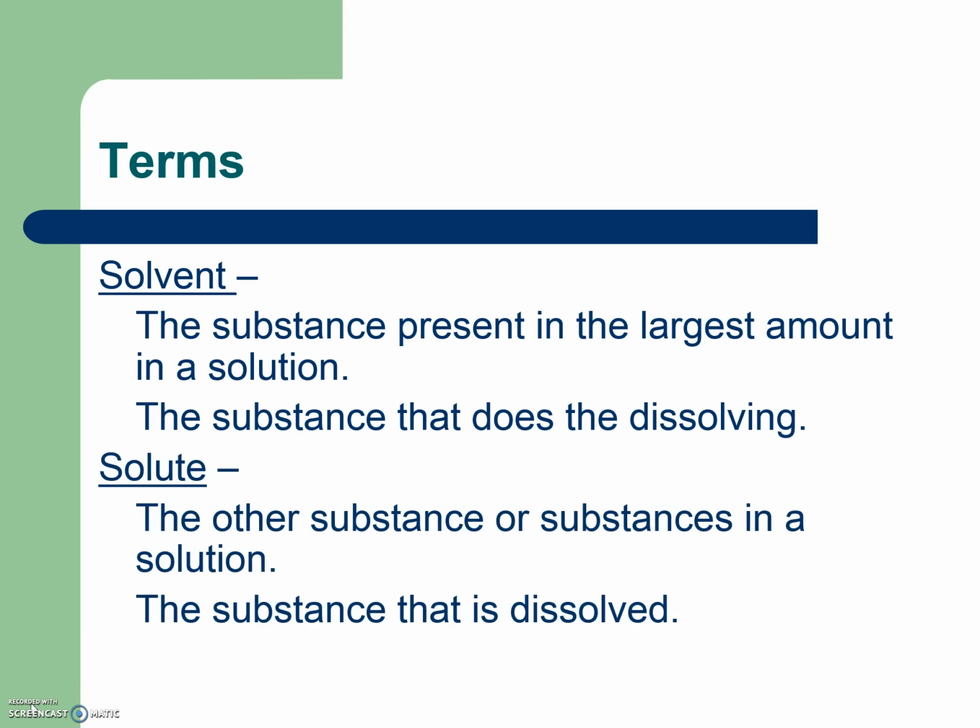And then solute is the other substance or substances in a solution. It's the substance that is dissolved. I like to remember that the solute is a smaller word, and the smaller word goes into the larger word. So the solute is the smaller quantity that goes into the larger quantity. So in a salt water solution, salt would be the solute and water would be the solvent.